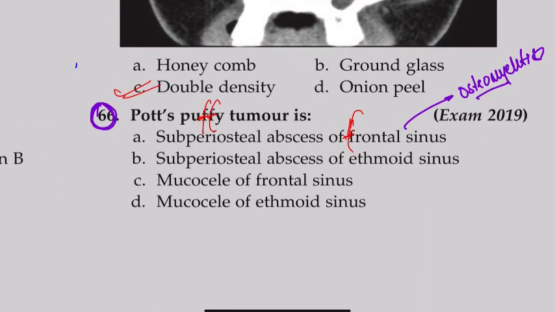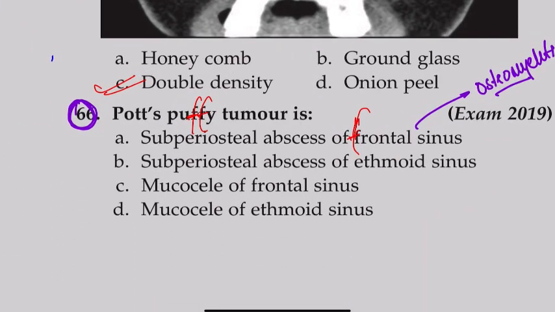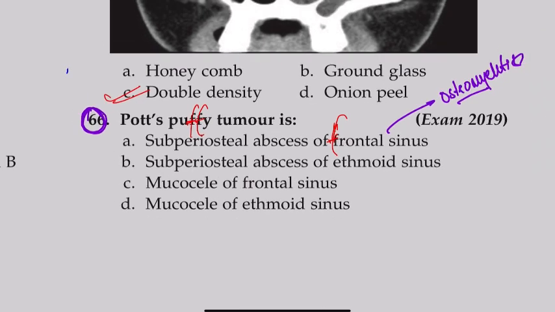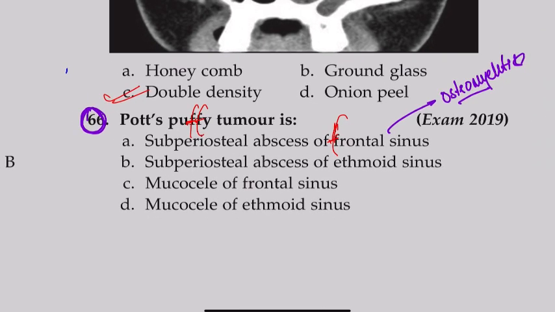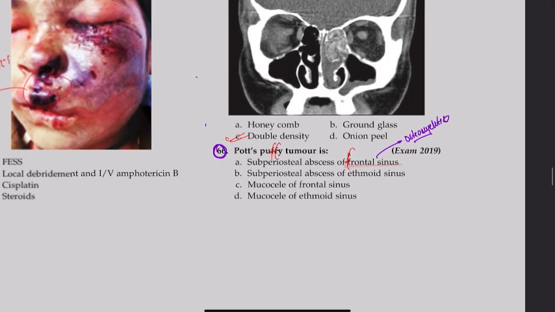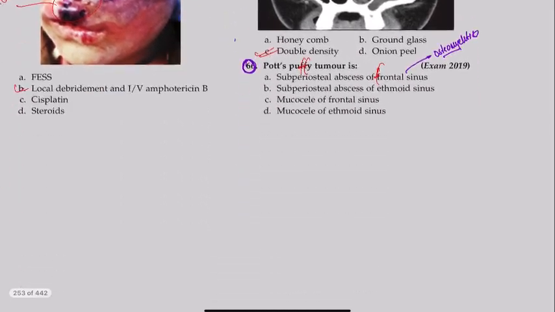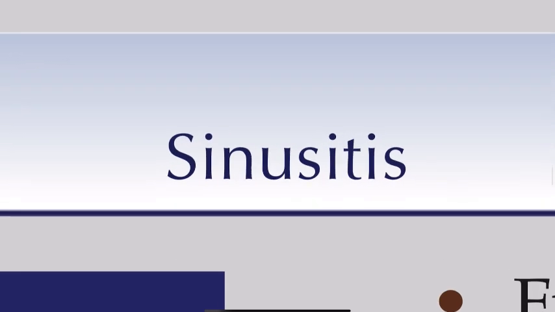Pott's puffy tumor is a subperiosteal abscess of the frontal sinus, right? Osteomyelitis causing subperiosteal abscess of the frontal sinus. So this was all about our questions from sinusitis.